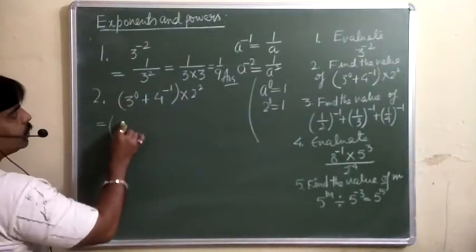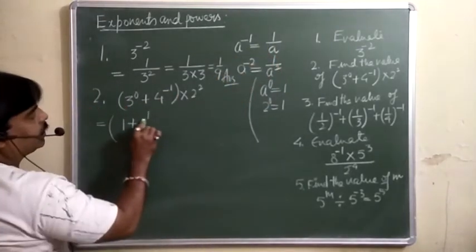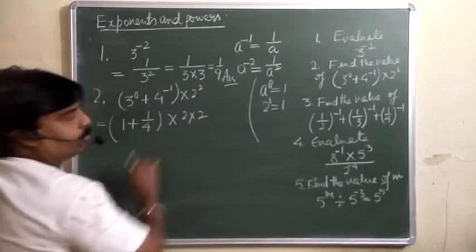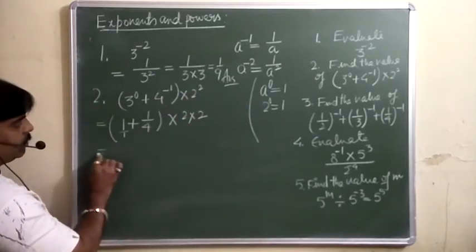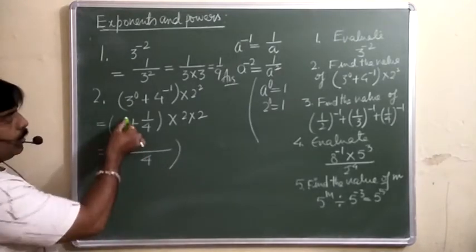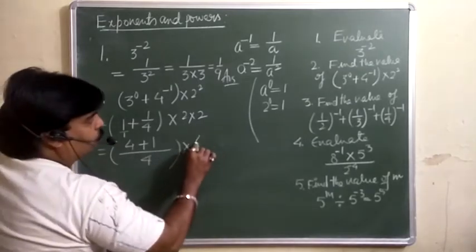So see what this will be. This is 1 plus 4 raised to power -1. By this condition, that is 1 over 4 into 2 raised to power 2, means 2 into 2 you can do. Simple. You can put 1 here. You can take the LCM, 4. Once you divide by 4, 4 into 1 is 4 plus 1 into 2 to the 4.